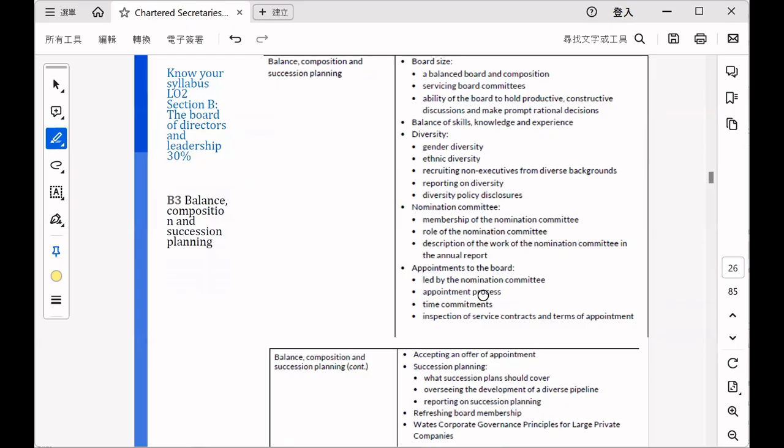The third part of the syllabus is about the board diversity, and then we'll talk about the nominations committee and the appointment process, and also talk about succession planning. Again, these are very good topics for examination to set a problem about. They will set a problem or a scenario on any of these things quite easily.